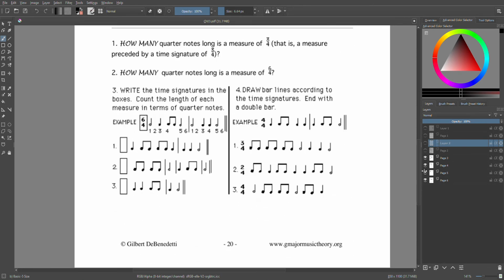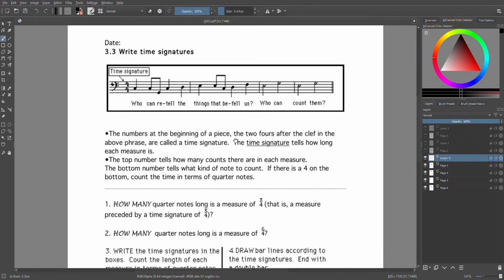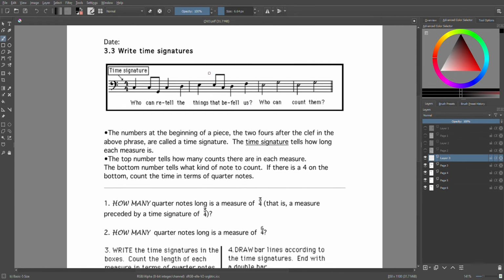All right. Now let's take a look at this page. Page 20. At the top it should say 3.3, write time signatures. Now, each measure is going to have the same amount of beats, and that is told by this thing right here. It's called the time signature.